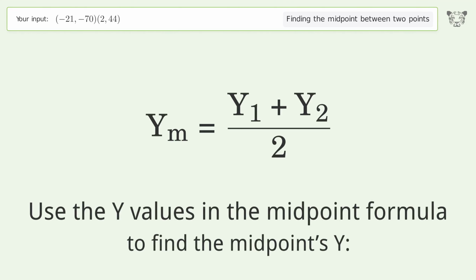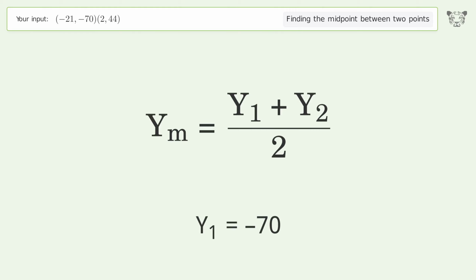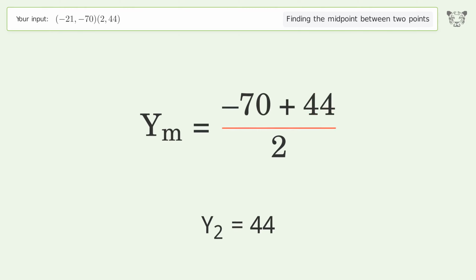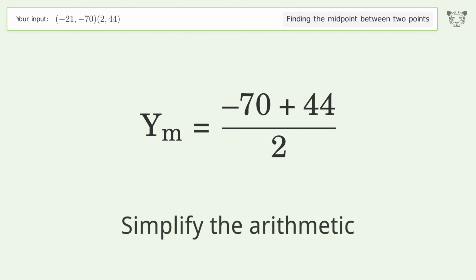Use the y values in the midpoint formula to find the midpoint's y. y1 equals -70. y2 equals 44. Simplify the arithmetic.